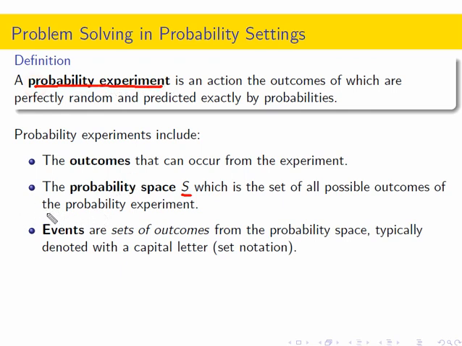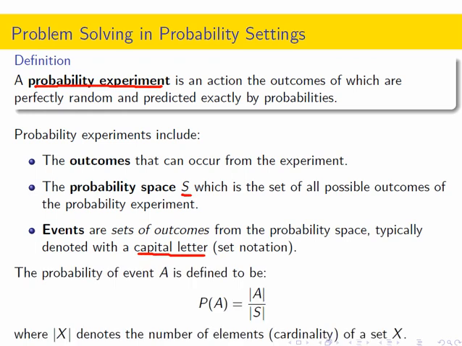And then events are sets of outcomes in the probability space. So these are the sets, these event sets. And just like with regular sets, we're going to denote them with a capital letter. Okay, and then the probability of an event is the number of elements in the event set A divided by the number of elements in the probability space. So this is number of preferred outcomes divided by total number of outcomes. And the absolute value of A means the cardinality of A, or the number of elements that are in A. So when we use this absolute value notation, that's what we mean.